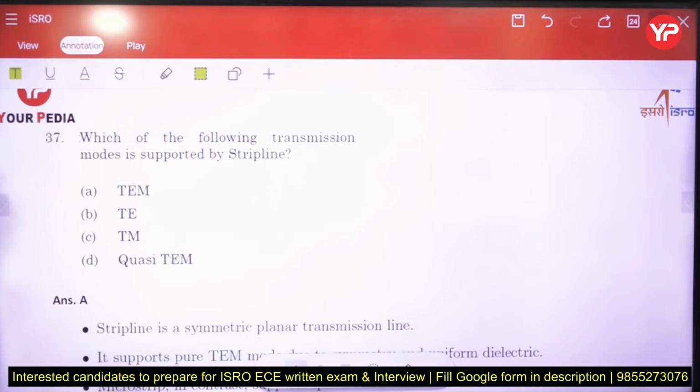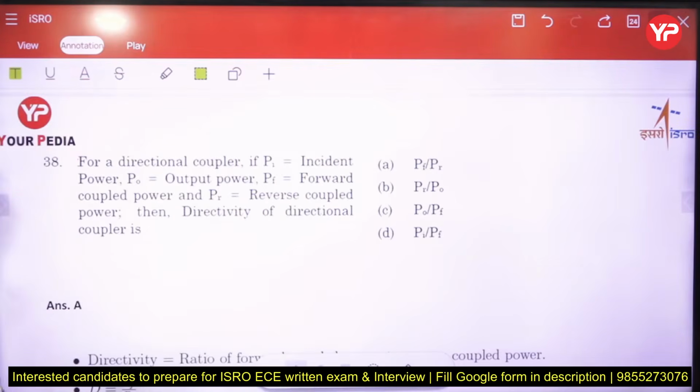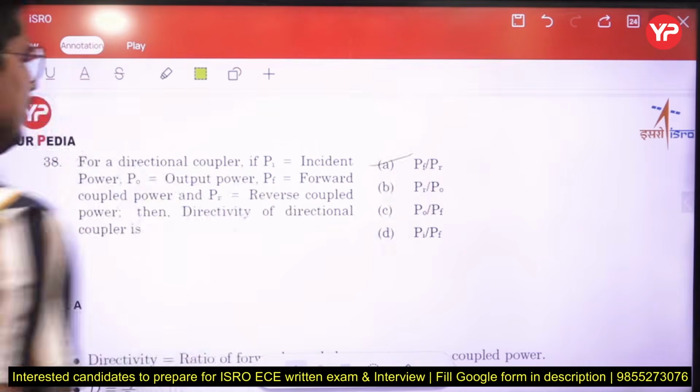Which of the following transmission mode is supported by a strip line? Strip line will always support a TEM mode, right? For a directional coupler, these questions are from the microwave engineering. Directional coupler: incidence power, output power, forward coupled power, reverse coupled power. The directivity of a directional coupler will be defined as the PF, forward coupled power, divided by reverse coupled power, right? That will be the answer, A.